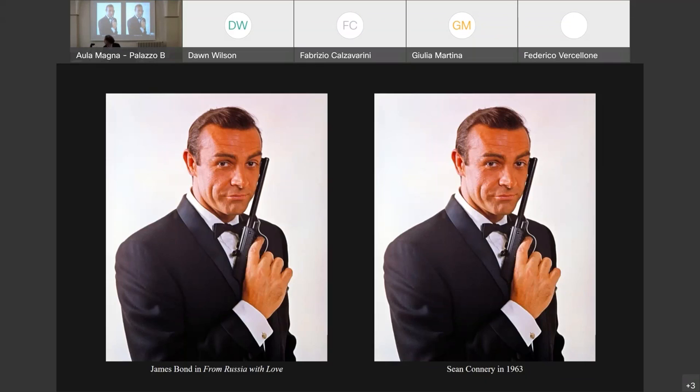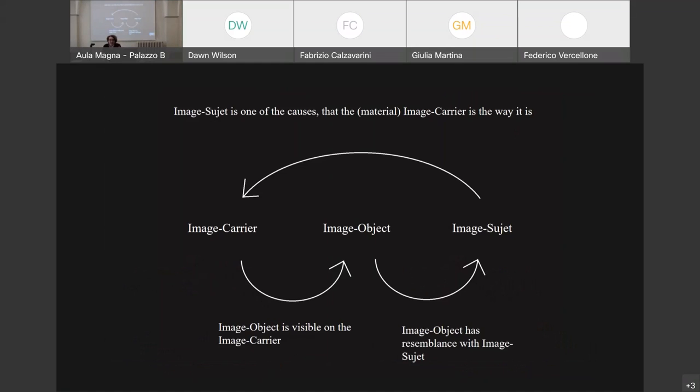I don't know if she's listening. Dawn, I'm on your side that you cannot say that the reference is a product of the causal relation. No. But what you can say is that there is an image sujet, a reference, and a real object in the world, which is the causal reason for the effect that the image carrier looks the way it looks. And this image carrier is visible, an image object is visible on this image carrier.